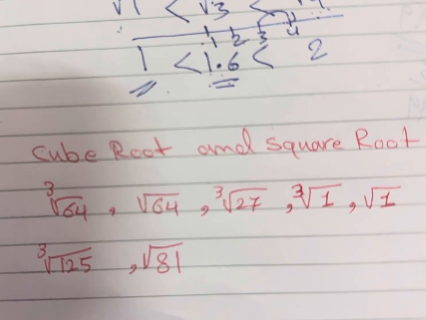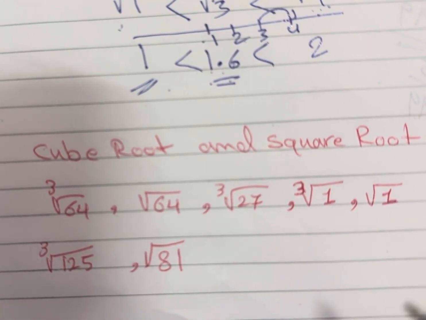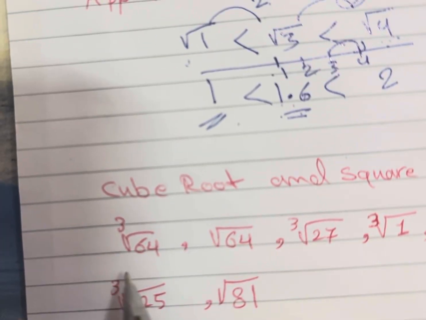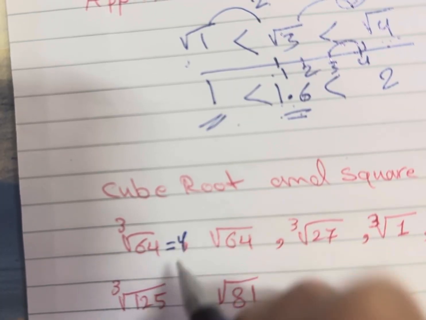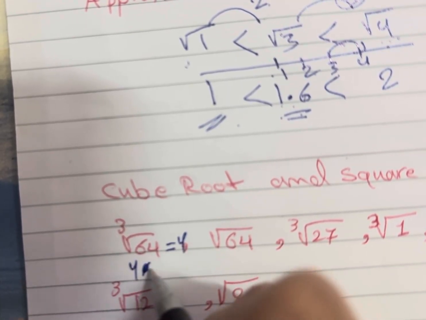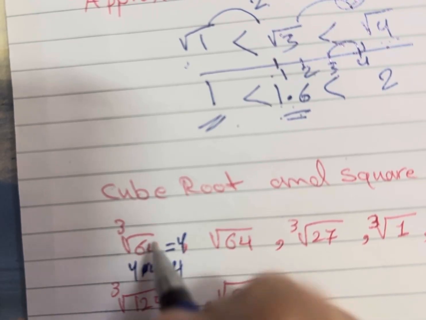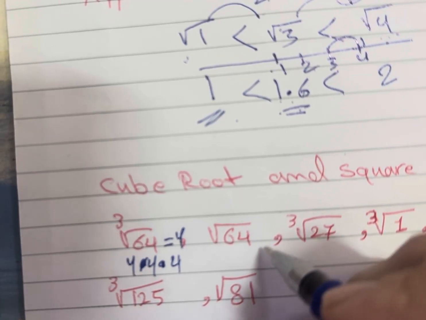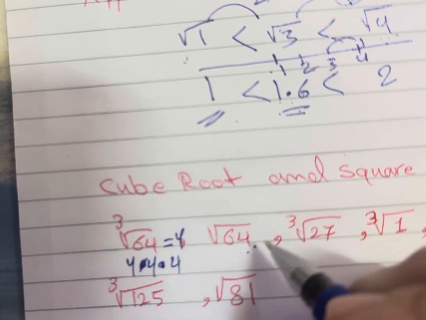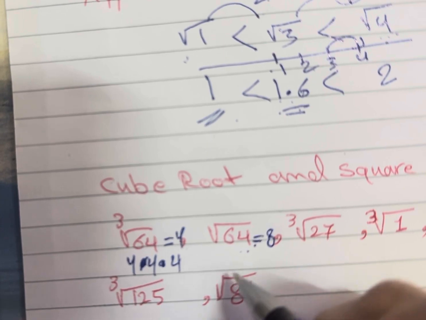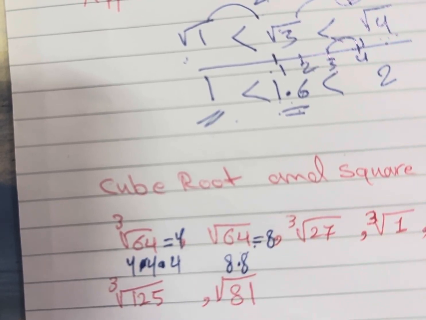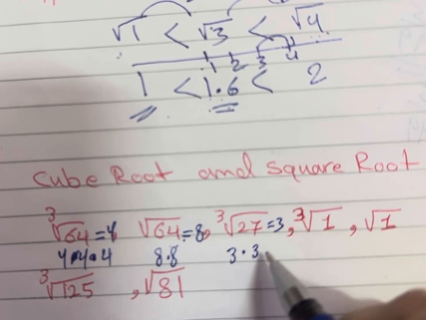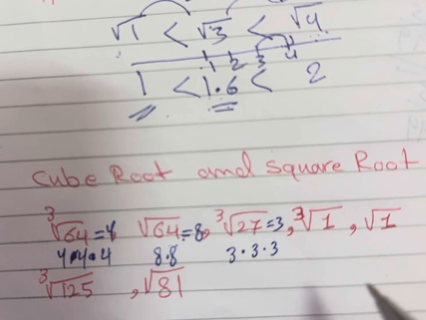Now, cube root or square root, what's the difference between them? For the cube root, we multiply the number 3 times. So for example, 64, the cube root of that is 4. Why? Because 4 multiplied by 4 multiplied by 4, 3 times, gives me 64. So my answer is 4. Use your calculator, girls. 64 as a square root is 8 because 8 multiplied by 8 equals 64.